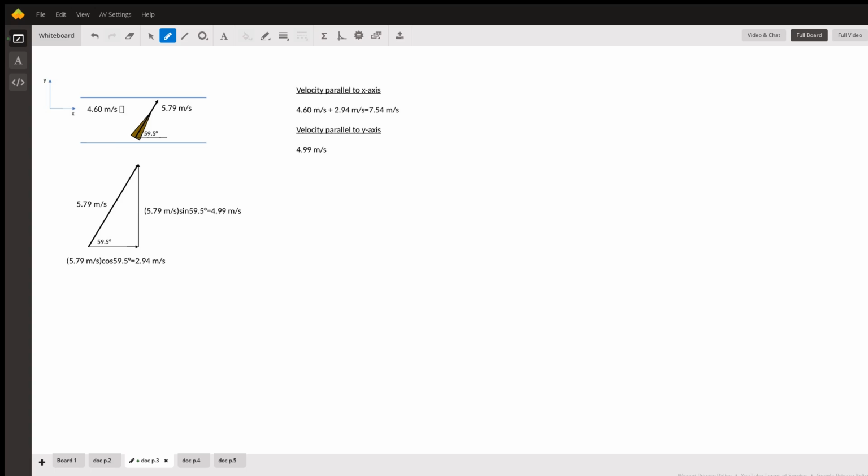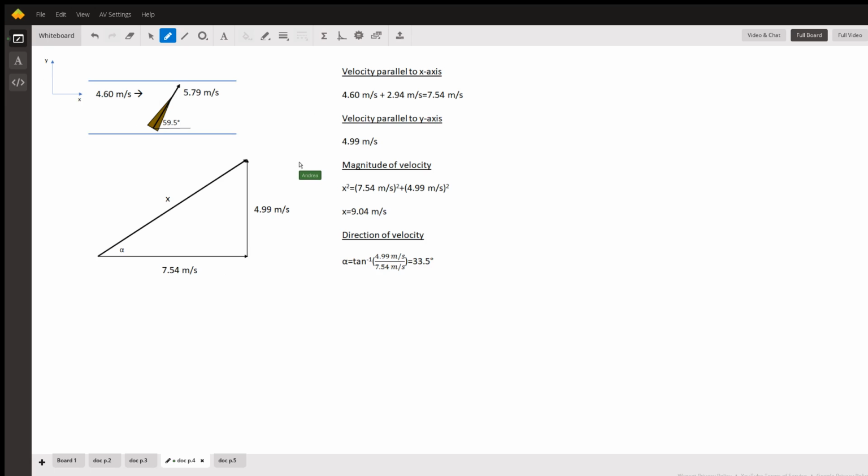So now that you have both those components, you need to put them together in order to get the overall magnitude of velocity. And then with that, you're also going to end up calculating the direction of the velocity. So in order to get the overall magnitude of velocity, you're going to use the Pythagorean theorem, and you've got the y component of velocity squared plus the x component of velocity squared. You add those together and then take the square root of them to get the magnitude of 9.04 meters per second for the overall magnitude of velocity.